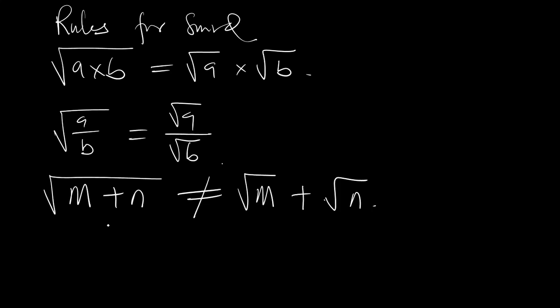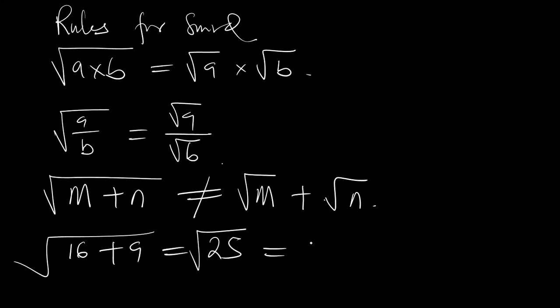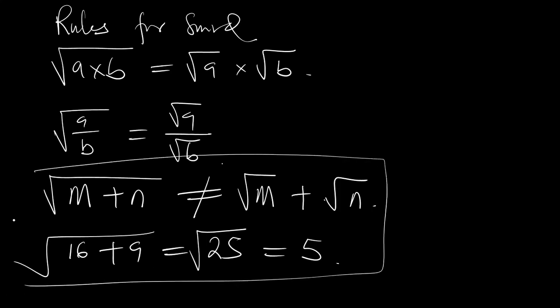So let's say, for instance, you have the square root of 16 plus 9, which is what? 16 plus 9 will be 25, the square root of 25, which is equal to 5. I want to show you that this one, you cannot. Let's go to the next page. Note that the square root of m plus n is not equal to the square root of m plus the square root of n.